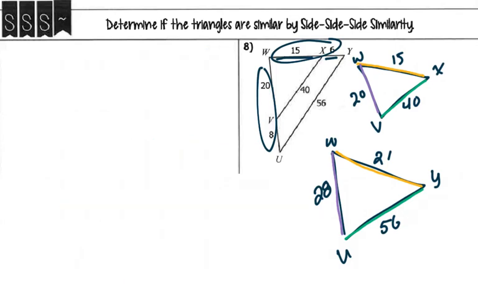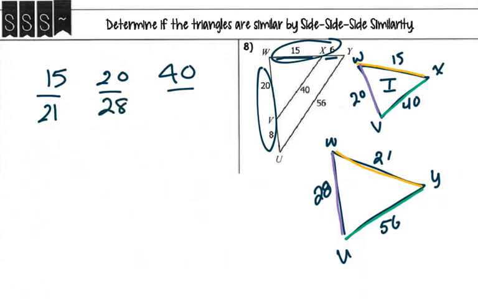All right, so let's compare these side measures. I'm going to take triangle 1, list those side measures in order, 15, 20, and 40, and go to triangle 2 and do the same thing. Let's list those side measures in order. 15 corresponds to the 21, 20 corresponds to the 28, and 40 corresponds to the 56. And take a moment to reduce all 3 fractions and see if they all simplify down to the same ratio.